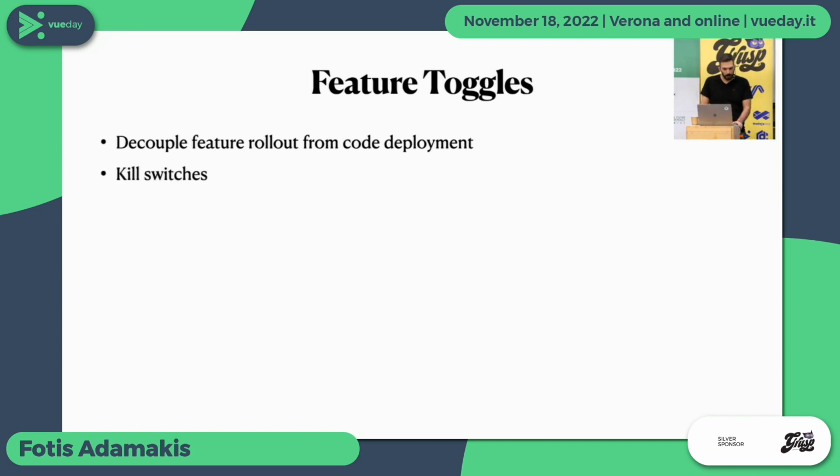Kill switches. If you see something is off with your feature, you just turn your feature toggle off without redeployment, rollback, or reverts.